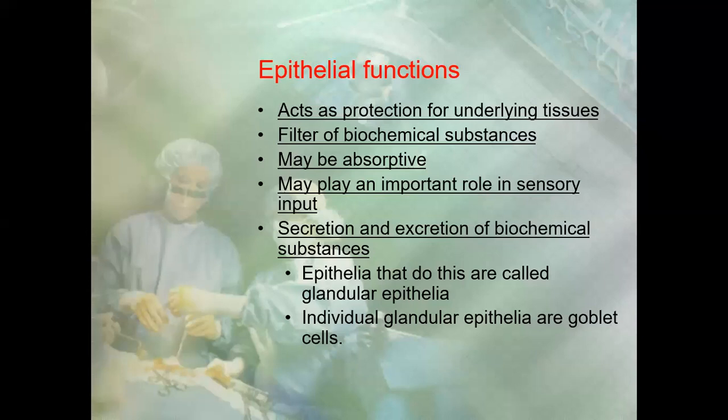And then we have some cells that will secrete or excrete different substances. For example, sweat glands. Sweat glands are epithelial and they secrete sweat, cooling you down. You have sebaceous glands, which produce oil, which helps to keep our skin nice and conditioned and lubricated. We have some cells that produce mucus, and these cells are known as goblet cells.